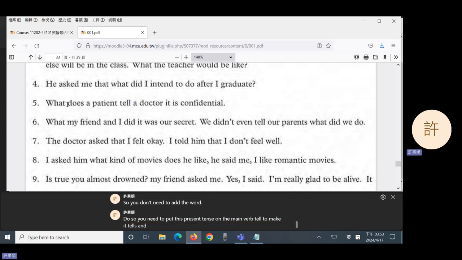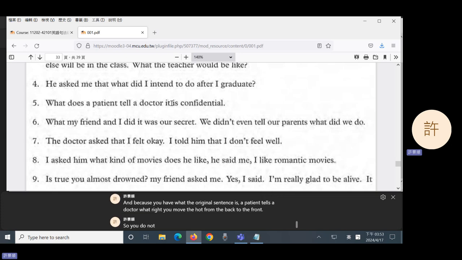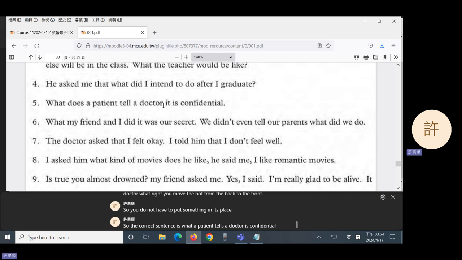And because you have what, the original sentence is a patient tells a doctor what, right? You move the what from the back to the front, so you do not have to put something in its place. So the correct sentence is what a patient tells a doctor is confidential. The subject is what a patient tells a doctor. The verb is. So you don't need the it.